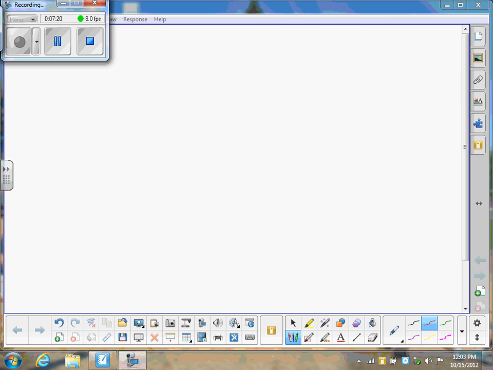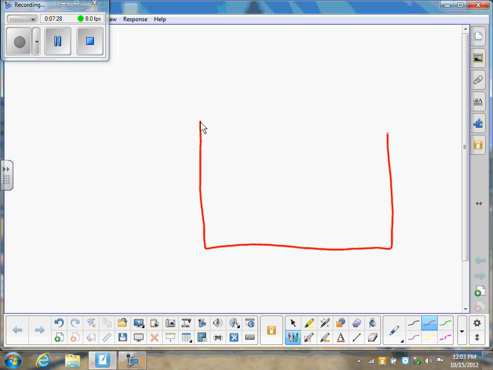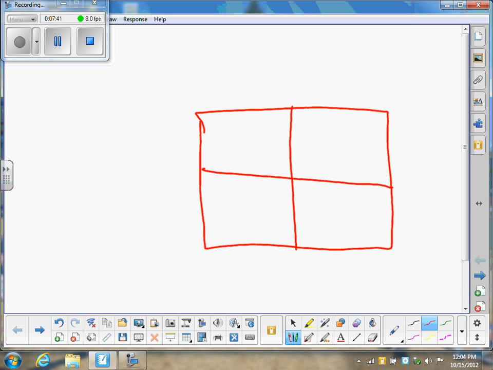Hi, my name is Dylan, and we are going to multiply using partial products. First, you draw a box. Then you split it into 4 parts. Let's say the numbers are 53 and 62. You would write it like this.